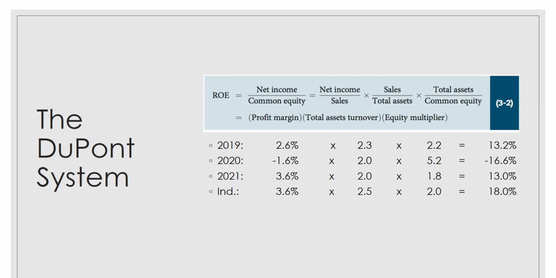In 2021, our profit margin increased. Total asset turnover remained the same, and our equity multiplier fell dramatically. So we can make comparisons to the industry and identify places where we need improvement or places that we are working really well and doing a fantastic job.